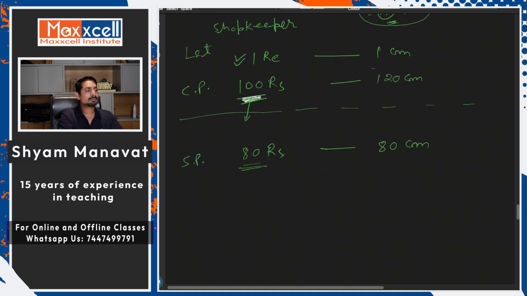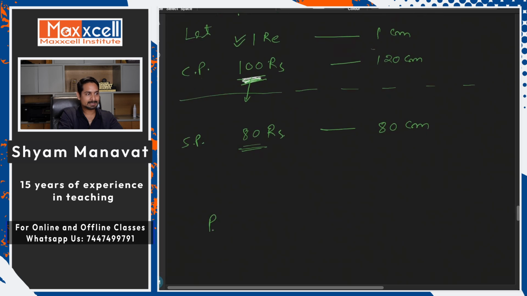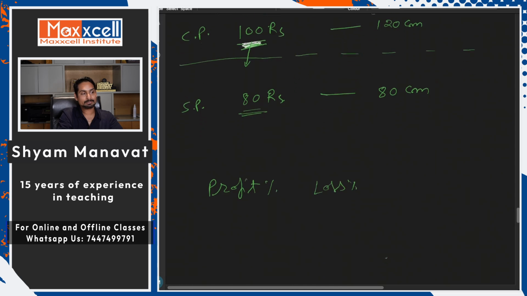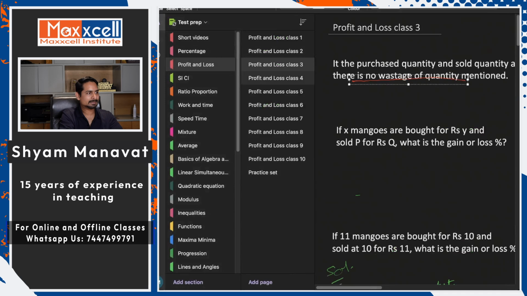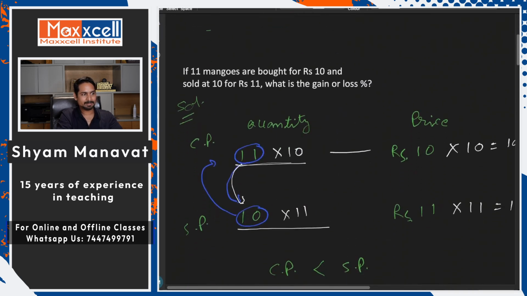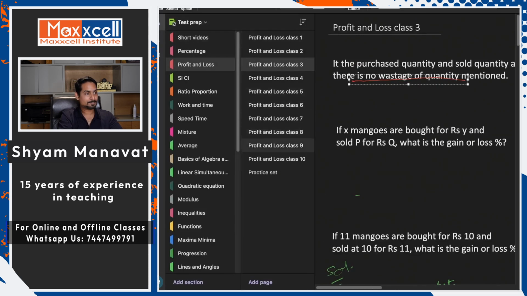Now we need to calculate the profit percentage. And if you remember, in percentage we have discussed, if you want to calculate profit percent or loss percentage, in that case we need to make quantities equal, or the prices have to be equal. Either one of them has to be equal. Yes, here we have done this. Making quantities equal, concept builder video lecture number 3.